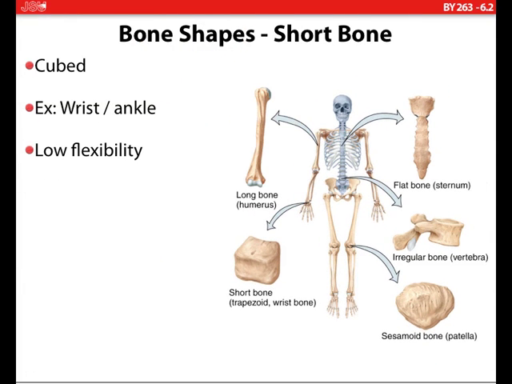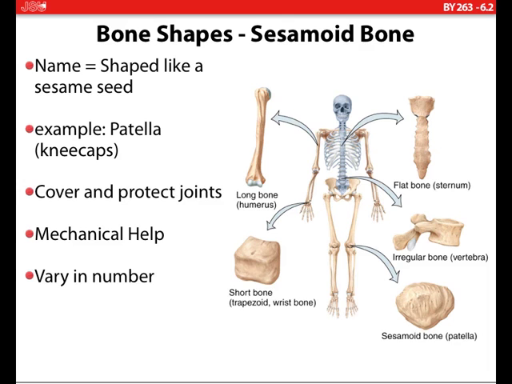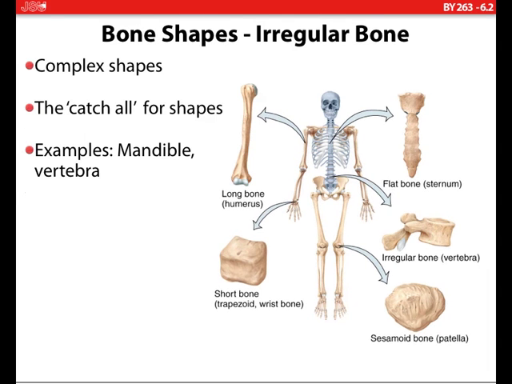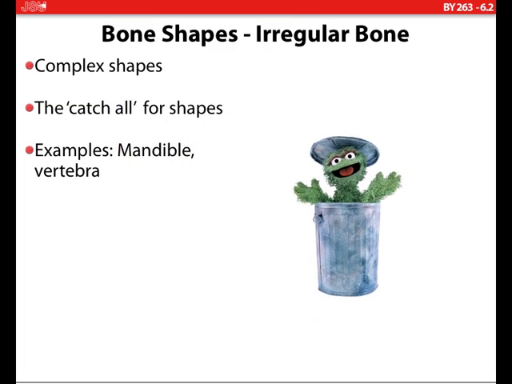Cube, low flexibility. These tend to break the most. If there's an injury, you're going to see breakage here. Sesamoid. The irregular is kind of like the trash can. If we can't figure out what it is, we just throw it in the irregular bin.